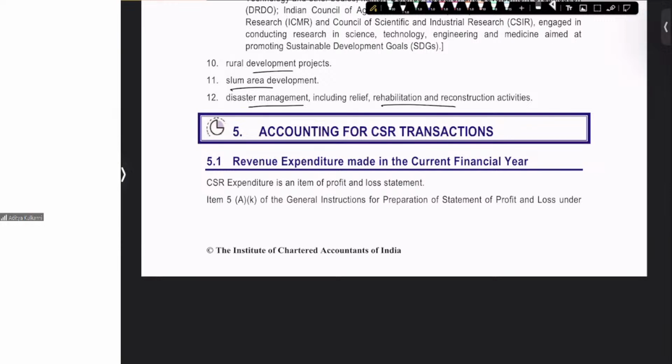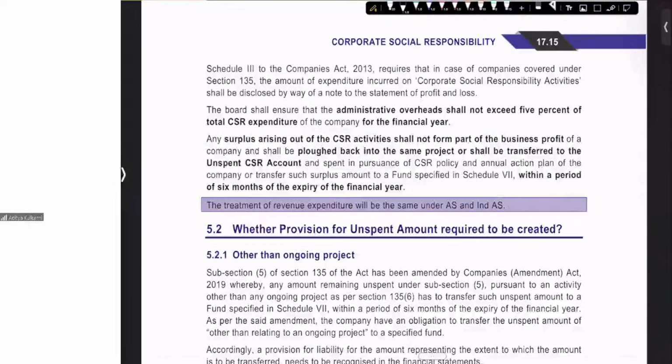What do I do? How do I account for CSR? This becomes very usual, what we do. So revenue expenditure, take it to the P&L account. You will pass the entry as CSR expenses account debit to cash/bank.